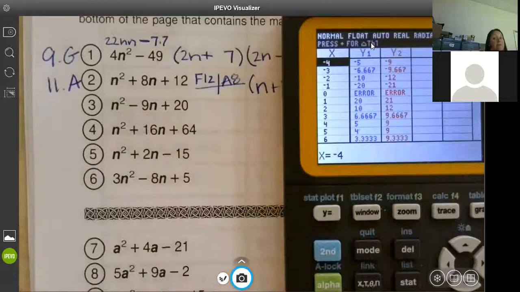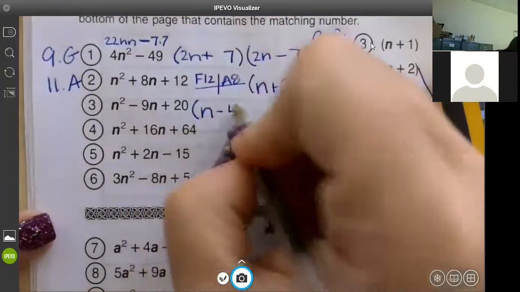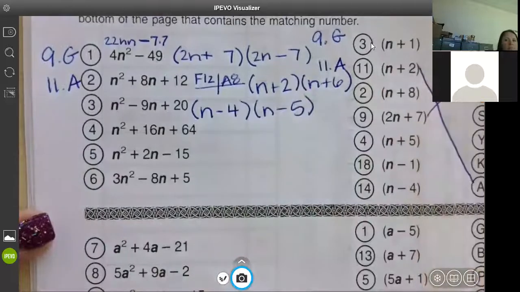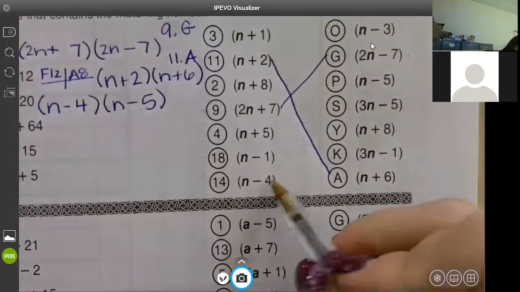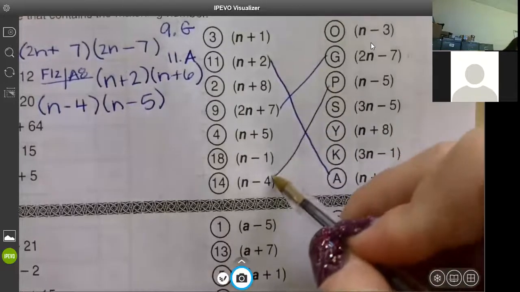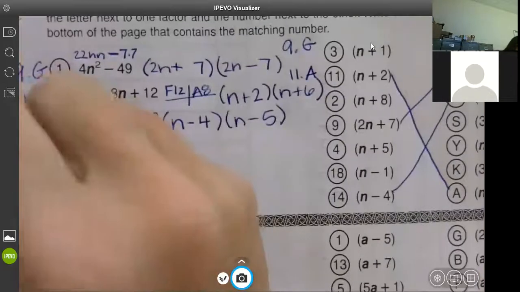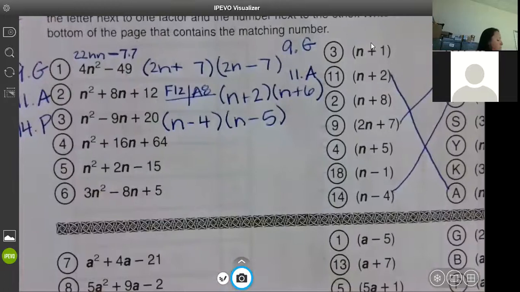What am I looking for in the red column? -9. So it's actually right there on top. What are my 2 numbers? An n and a -4, n and a -5. Over to the side, here's a -4 and here's a -5. So 14 is P. So there's your cheater method.